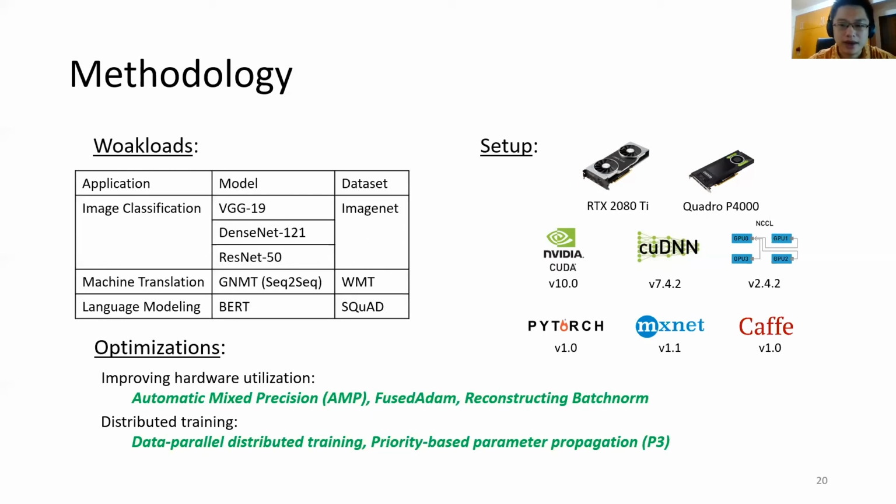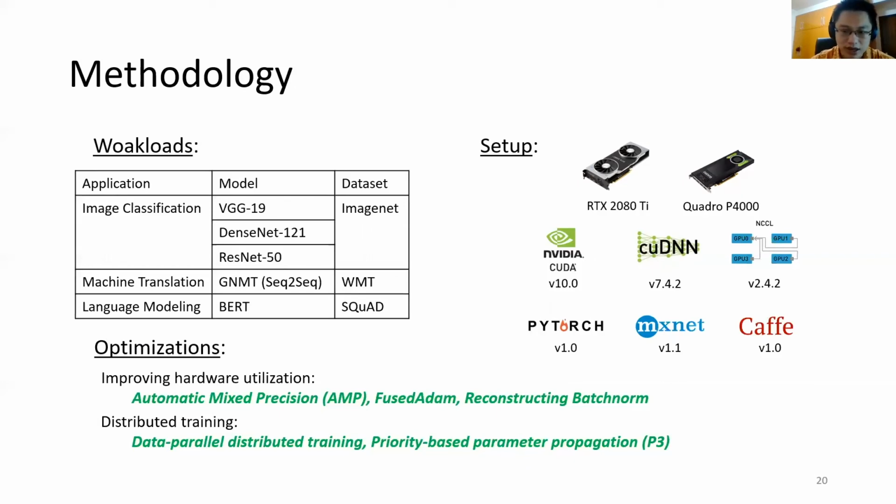3 of them aim at improving hardware utilization, including AMP, fused Adam, and reconstructing batch norm. The fused Adam optimizer is from an NVIDIA open source package, which fuses all kernels in the Adam optimizer. Reconstructing batch norm is an approach to overlap GPU compute latency with GPU memory latency through kernel fission and fusion.